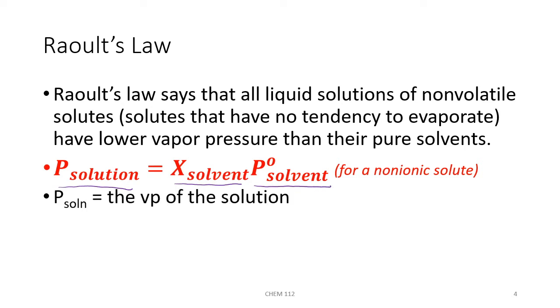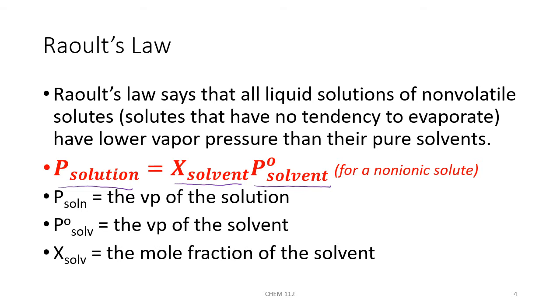where P solution is the vapor pressure of the solution, P0 solvent is the vapor pressure of the pure solvent, and X solvent is the mole fraction for the solvent, rather than before we were calculating the mole fraction of the solute. We're going to start out by assuming that our solutions we make are with nonionic, non-volatile solutes. So they don't easily evaporate and they don't break up into multiple particles if they're non-ionic. Later we'll learn what happens if we use an ionic solute to make a solution.